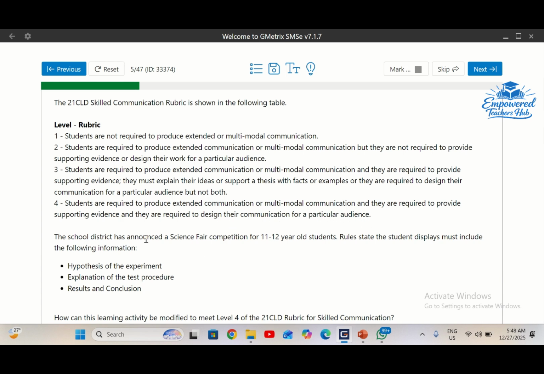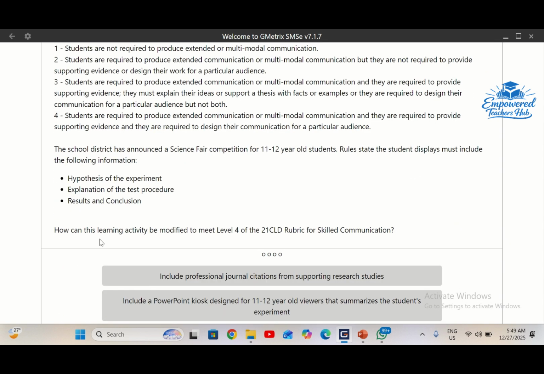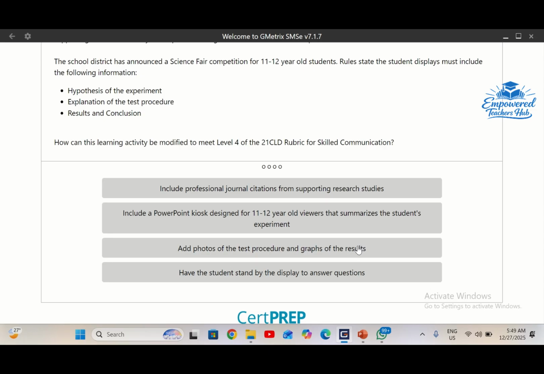The school district has announced a science fair competition for 11 to 12-year-old students. Rules state that the students' display must include the following information: hypothesis of the experiment, explanation of the test procedure, result, and conclusion. How can this learning activity be modified to meet level 4 of the 21st Century Learning Design rubric for skilled communication?